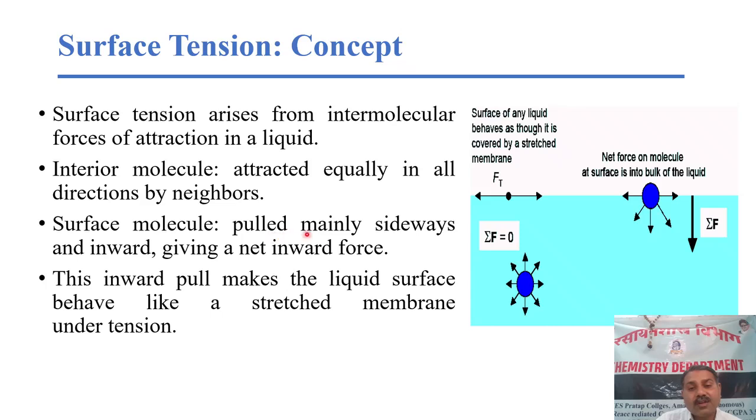While a surface molecule is pulled mainly sideways and inward, giving a net inward force. This inward pull makes the liquid surface behave like a stretched membrane under tension. So the molecules present at the surface of any liquid are pulled inward. So they want to accommodate the smallest possible area. They minimize their space and their volume.